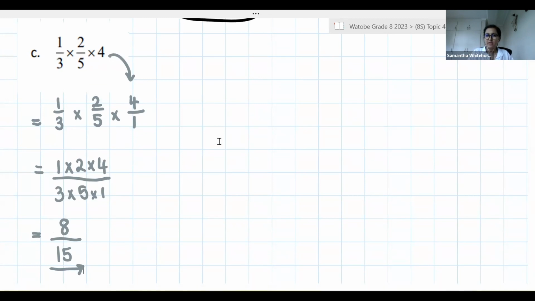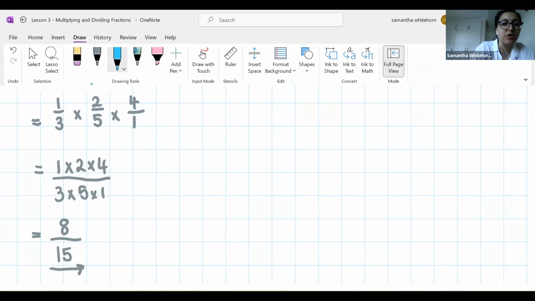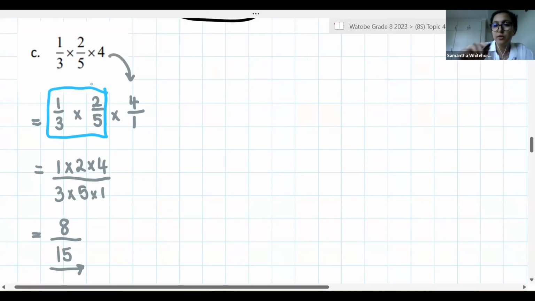And so we leave our answer as it is. Now, as you saw, it is perfectly fine to do everything in one go. If you're not comfortable with that and you would rather multiply the first 2 and then multiply the third, that's fine. You would say 1 over 3 times 2 over 5.